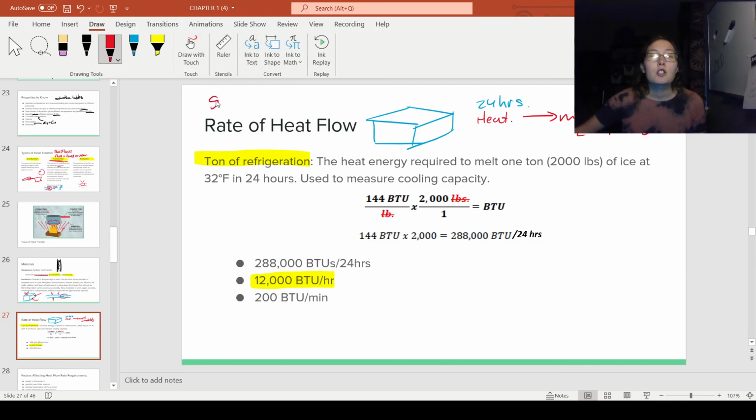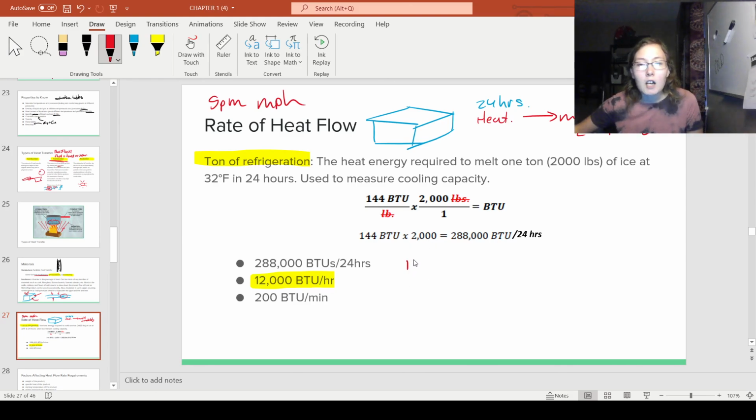So, ton of refrigeration doesn't sound like a rate. Rates are like GPM, gallons per minute, or MPH, miles per hour. Doesn't sound like it. It sounds like a weight, right? But it is a rate. Rate, not weight. And that's something you're just going to have to remember and get past.